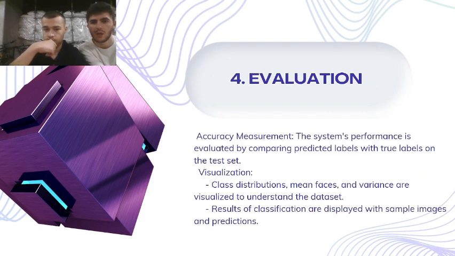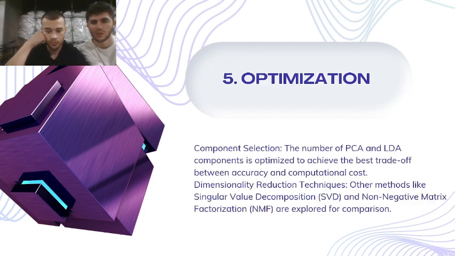Evaluation. Accuracy measurement. The system's performance is evaluated by comparing predicted labels with true labels on the test set. Visualization. Class distributions, mean faces, and variance are visualized to understand the dataset. Results of classification are displayed with the sample images and predictions. Optimization. Component selection. The number of PCA and LDA components is optimized to achieve the best trade-off between accuracy and computational cost.